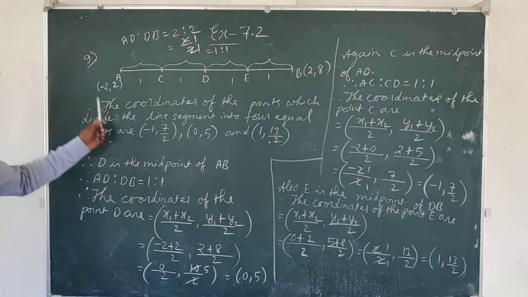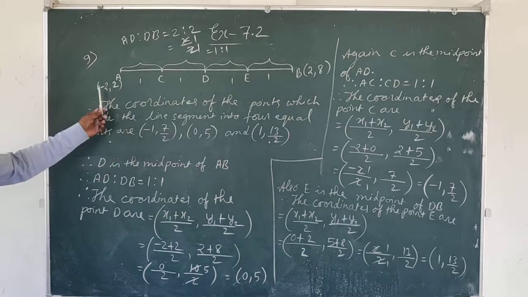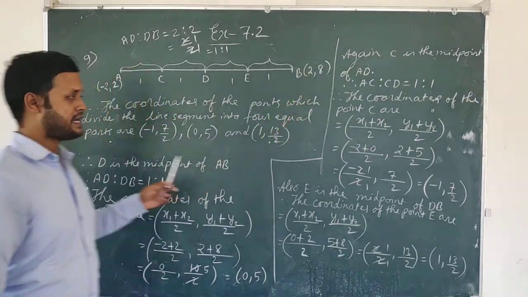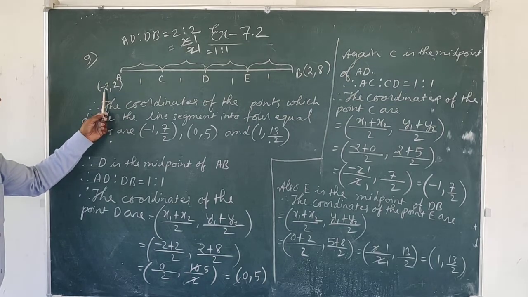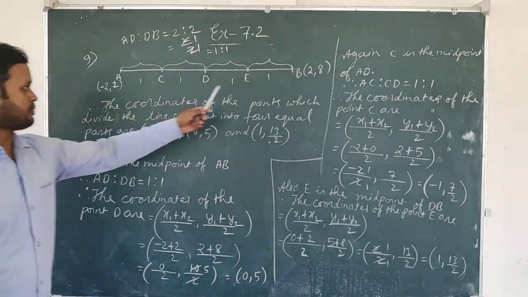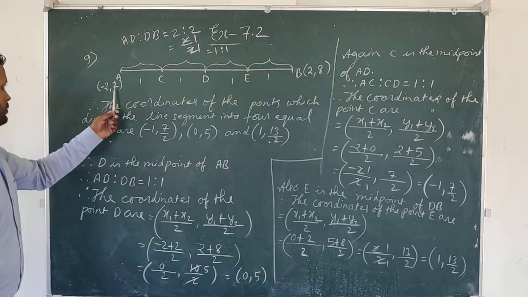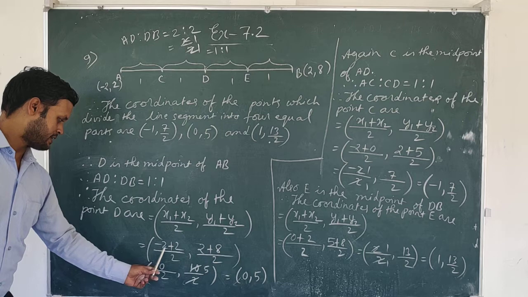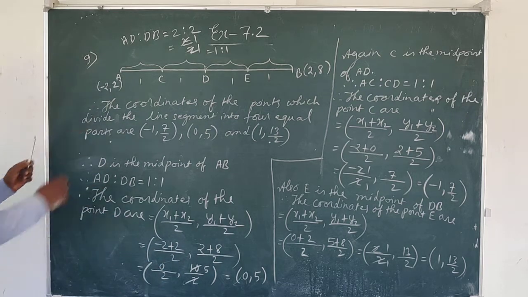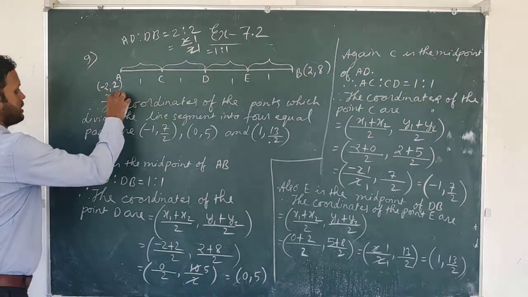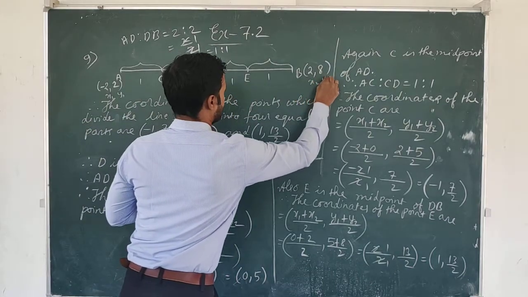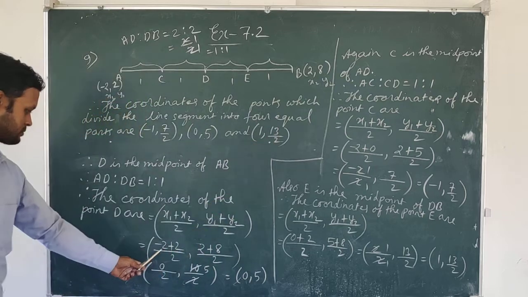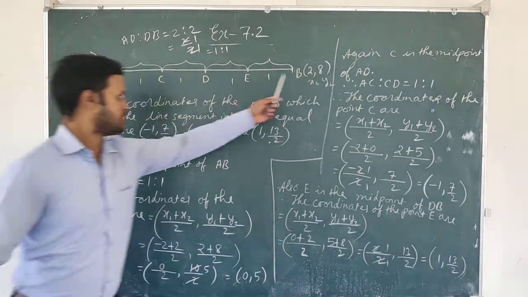So what is the value of x1, students? What is the value of x1 here? Minus 2, put here. What is the value of x2? 2. The value of x1 is minus 2 and the value of x2 is 2. The value of y1 is 2 and the value of y2 is 8. So minus 2 plus 2 will become what? See here, this is x1, y1 and this is x2, y2. So x1 plus x2 is minus 2 plus 2, y1 plus y2 is 2 plus 8.